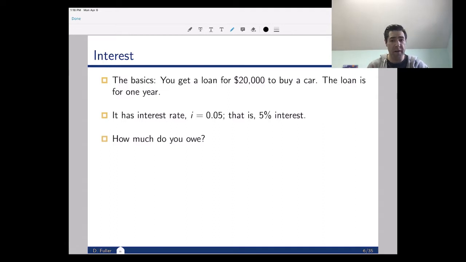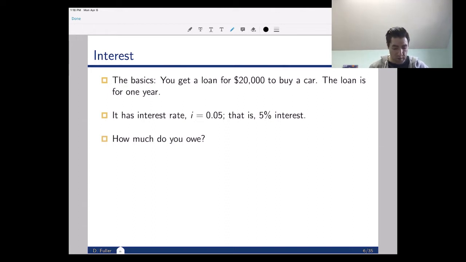So, perhaps you've never had a loan in your entire life, you've never used a credit card or anything like that, you have no idea how this works at all. Okay, well, let's say you go and get this loan for $20,000 to buy a car. Simplifying to make life a little bit easier, let's assume that the loan is for 1 year. So at the end of 1 year, you are responsible for paying back this loan. And the loan has an interest rate, I'm going to call that I, that is 5%. So the question is, how much do you owe on the loan?